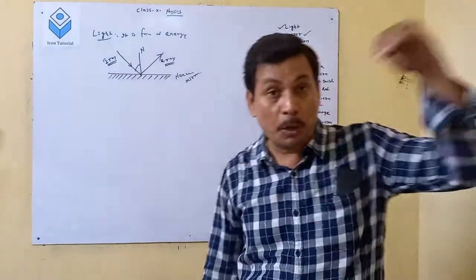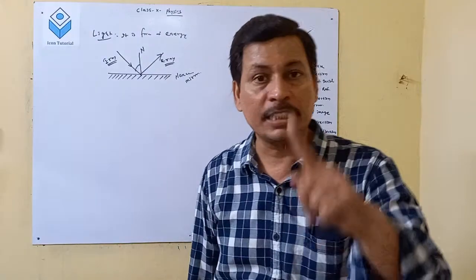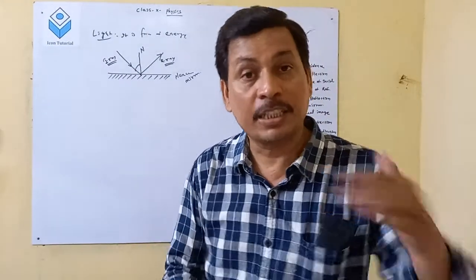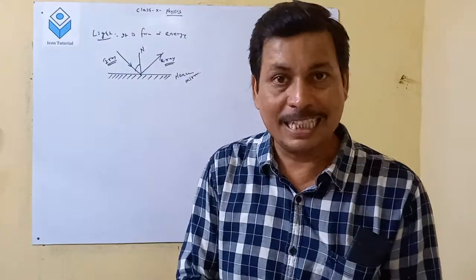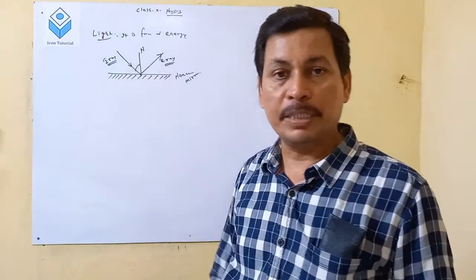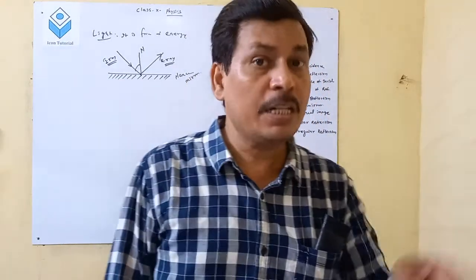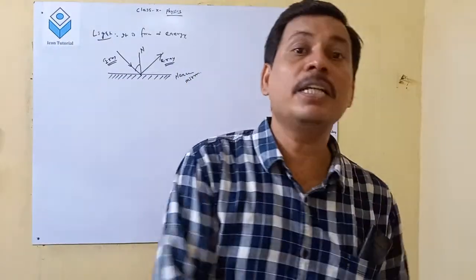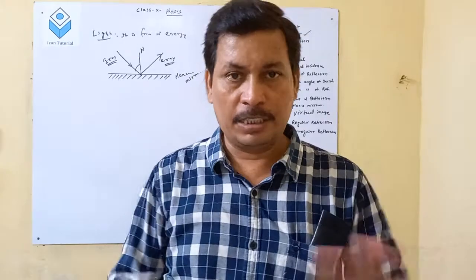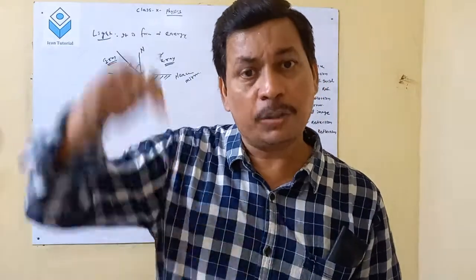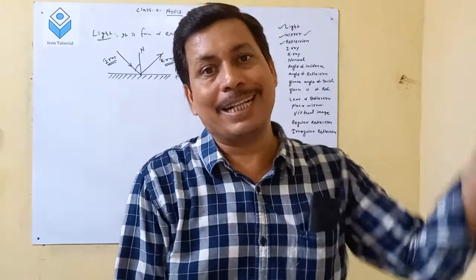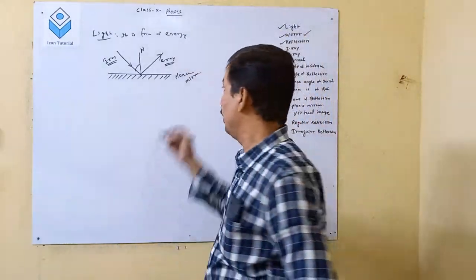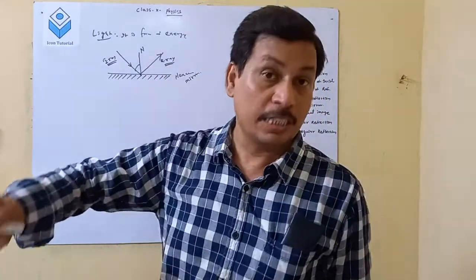The ray which falls on the surface of the mirror is the incident ray. After bouncing back from the mirror, that ray is the reflected ray. Incident ray to the mirror, reflected ray from the mirror. No confusion? The ray of light which falls on the mirror is the incident ray, and after reflection it bounces back as the reflected ray.